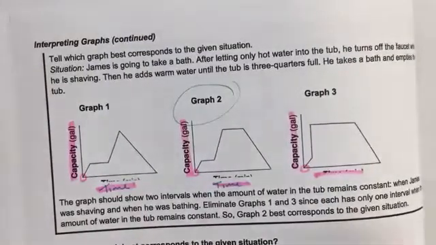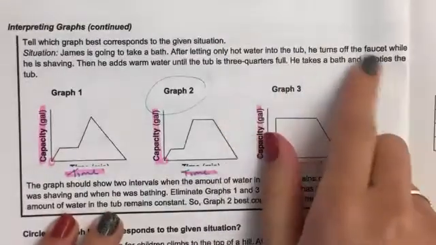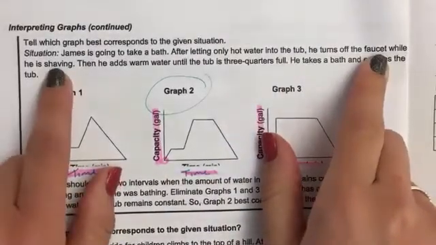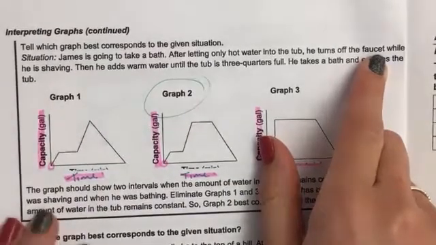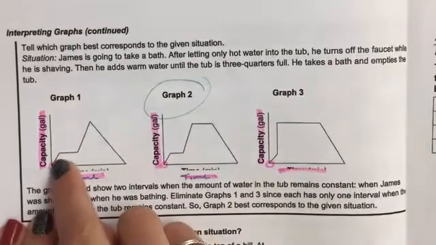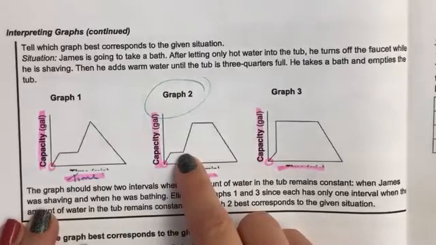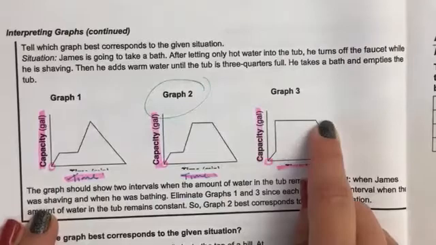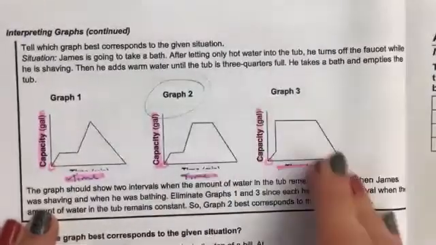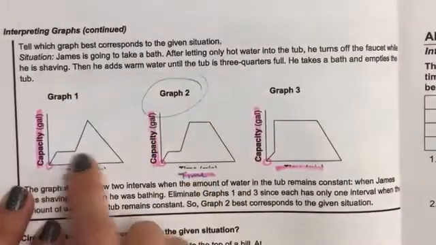So James is going to take a bath. After letting only hot water into the tub, he turns off the faucet while he is shaving. So that means for a little bit of time the water level doesn't increase or decrease. So it fills up and then it pauses. Fills up and then it pauses. This one fills up really fast and then it pauses. So right away, we can rule out graph 3 just mentally. Then it says he shaves, so that's time that goes by.